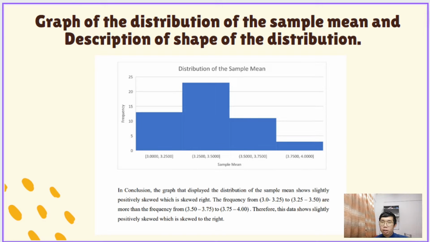In conclusion, the graph that displays the distribution of the sample mean shows slightly positive skew, which is skew right. The frequencies from 3.0 to 3.25 and 3.25 to 3.5 are more than the frequencies from 3.5 to 3.75 and 3.75 to 4, going from high to low. The bars start high and become lower from the left side to the right side. Therefore, this data shows slightly positive skew, which is skew to the right.